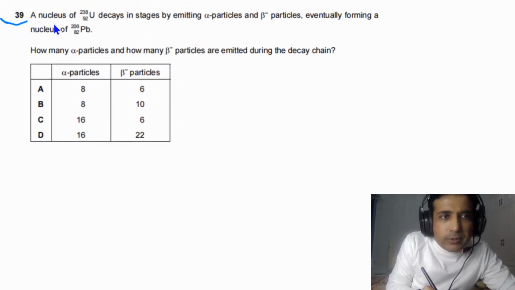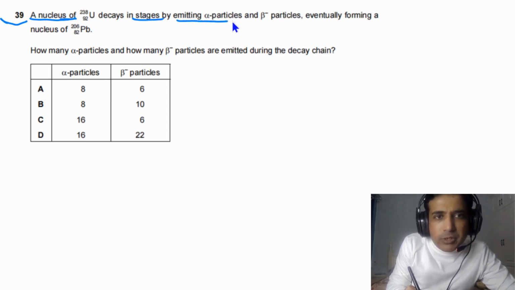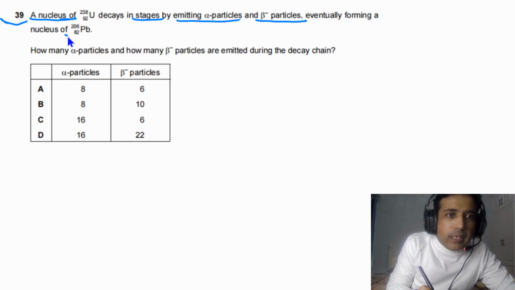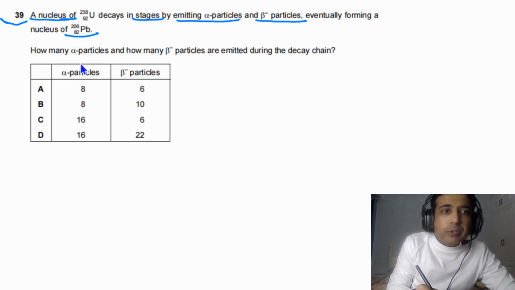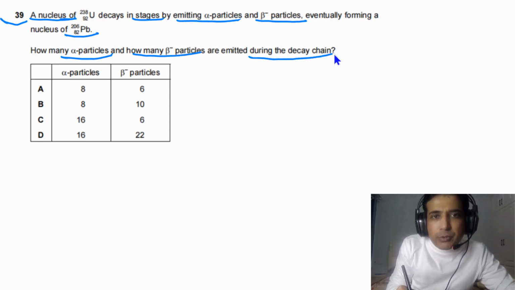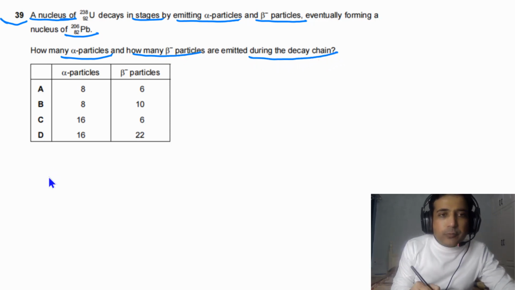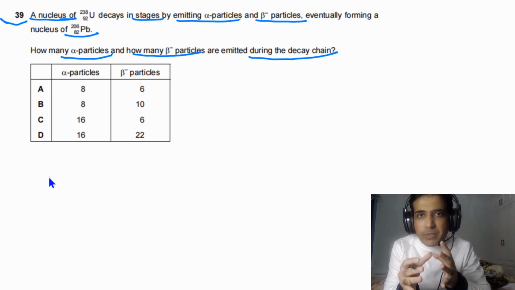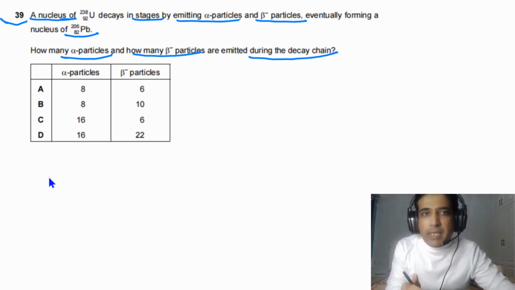For question number 39, it is given to us a nucleus of uranium-238 decays in stages by emitting alpha particles and beta minus particles, eventually forming a lead-206, Pb206. How many alpha particles and how many beta minus particles are emitted during the decay chain? So first of all, let's try to understand alpha decay and beta decay, and then we will answer this problem.